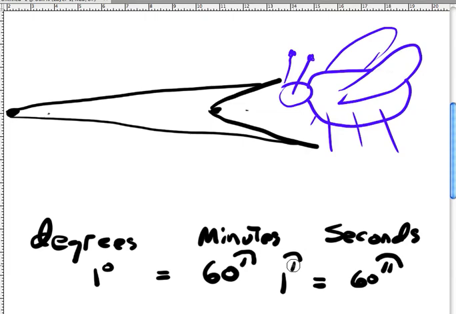Your eye doesn't even see that. In fact, you'd have to have a telescope or binoculars to see a fly at that distance, but that's what a second of arc is. So 360 degrees in a circle, 1 degree consists of 60 minutes of arc, 1 minute of arc consists of 60 seconds of arc.